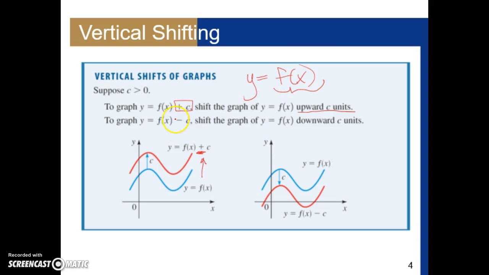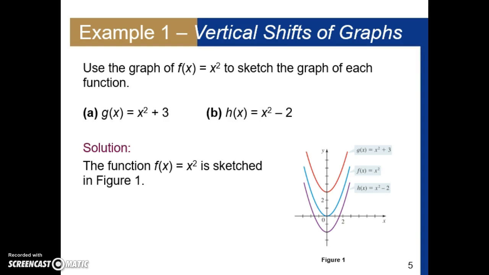And if I start with that function and subtract a constant from it, then it takes that function and shifts it down in the plane a distance of c. So we have no problem with plus meaning going up the y-axis and minus meaning going down the y-axis. So I find students don't struggle with vertical shifting really at all.